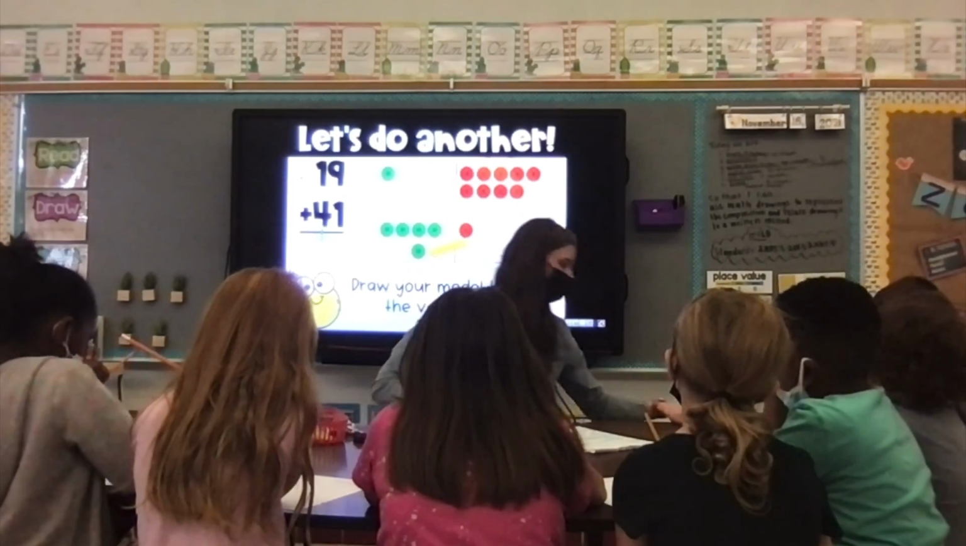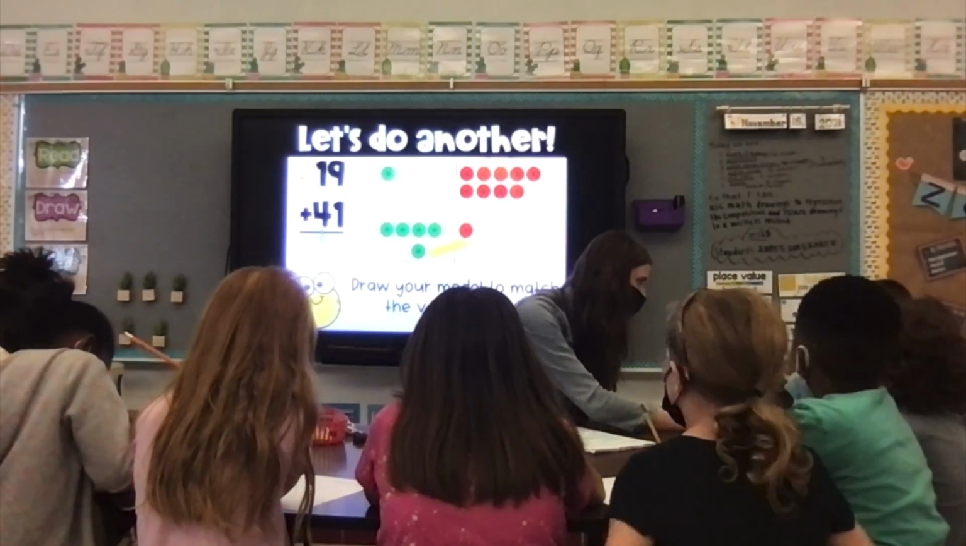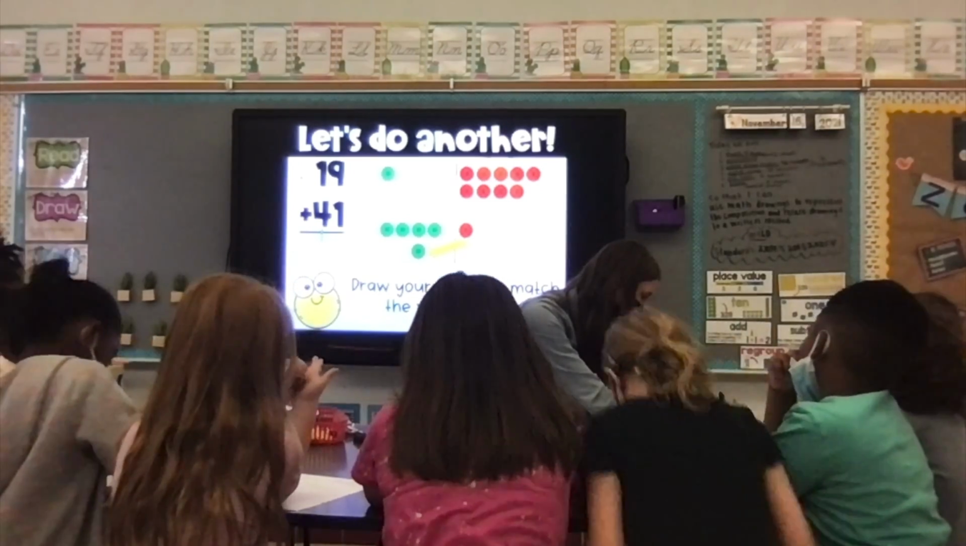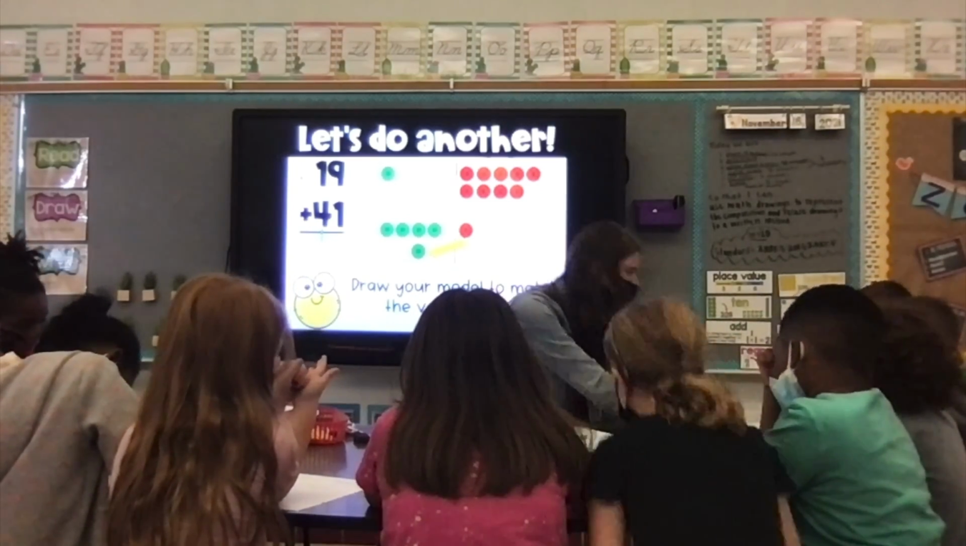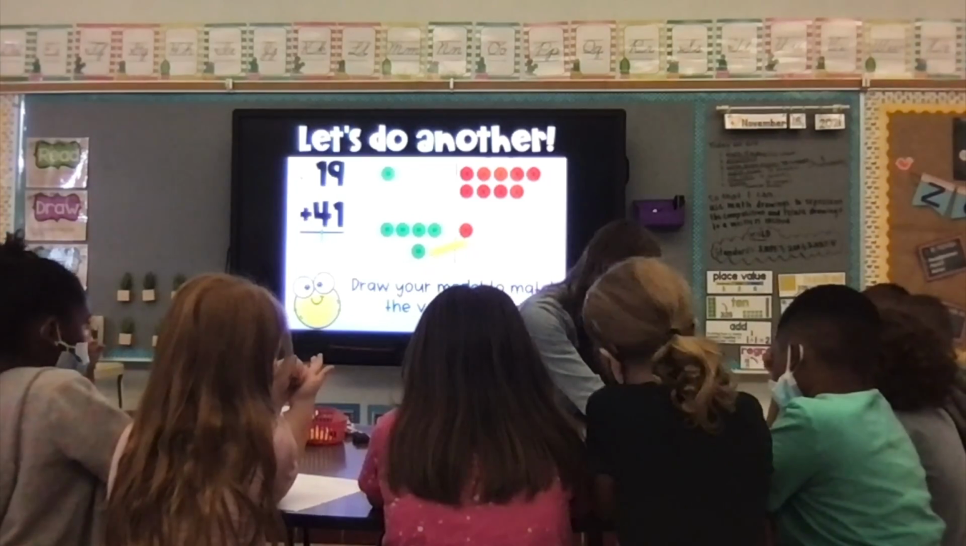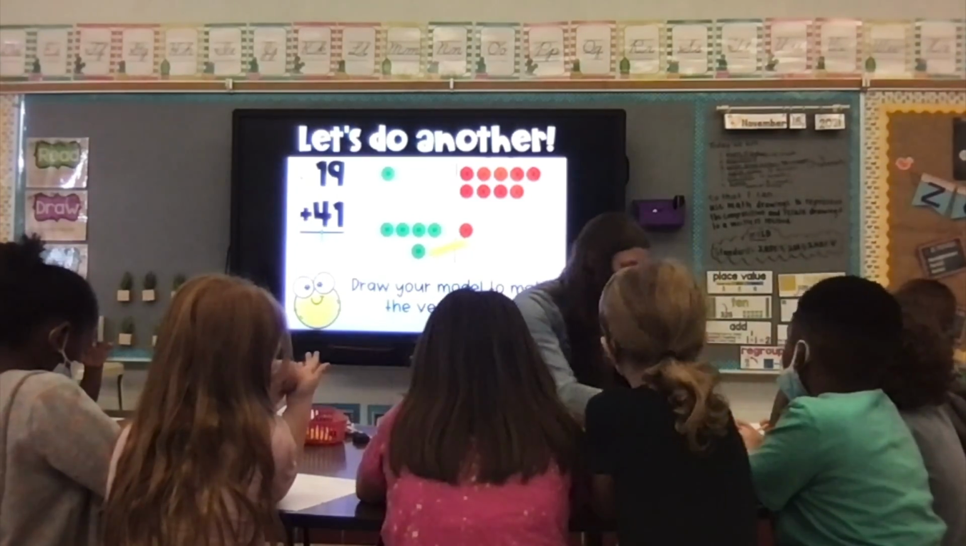So that looks like 610, doesn't it? So it's not going to go there. It's right there on the equal sign. And yours is in the 1s place. It must be right in the 10s place.